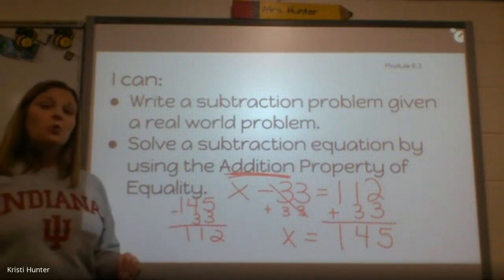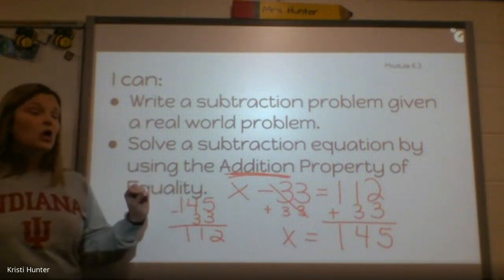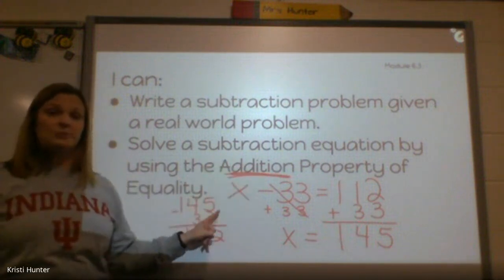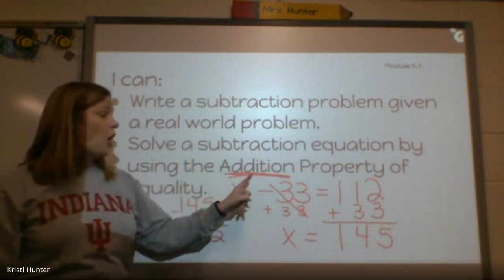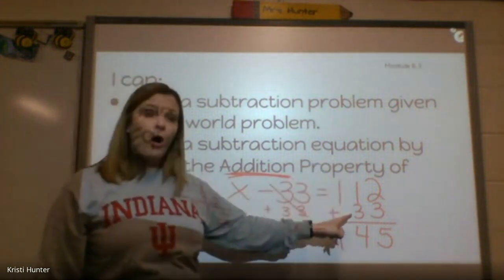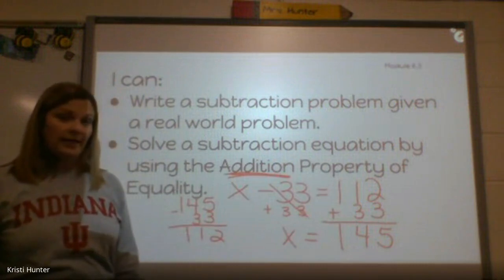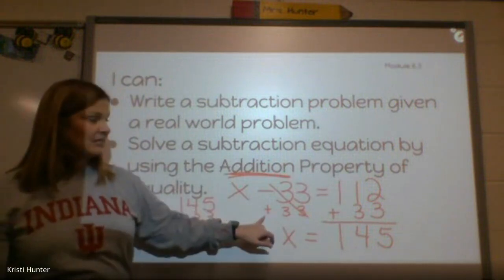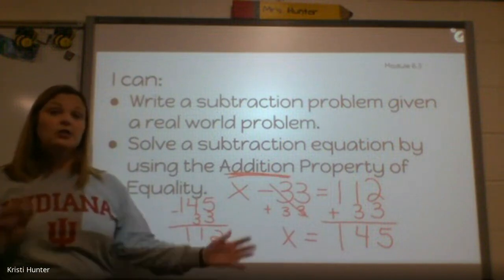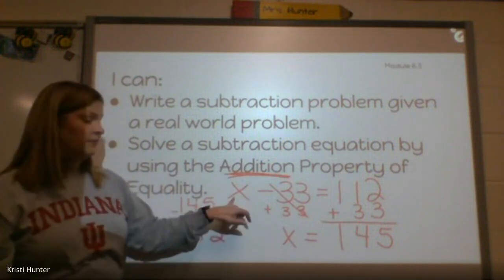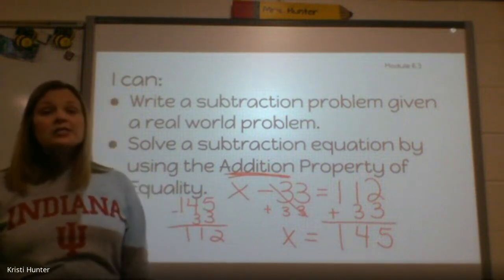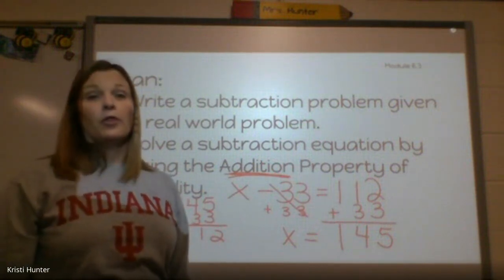Okay, so remember, when we're talking subtraction, our whole value is what we're talking about up front. Our part is what we've taken away, and a part is what we've ended with. Okay, so we use that addition property to go back and figure out that missing part, to put it back together to figure out what our whole is. All right? So today we're going to start on example 3.